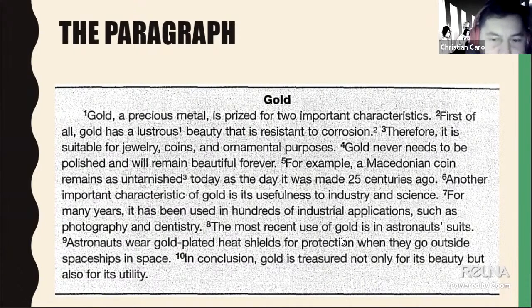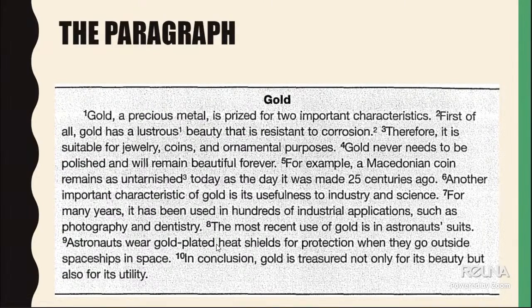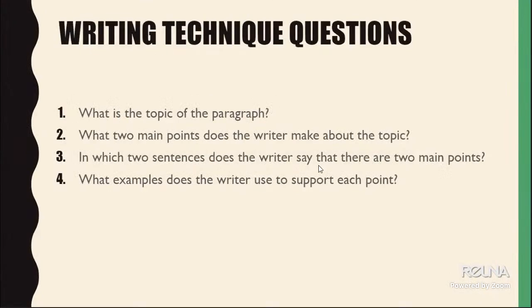And then more applications in the field of science, in this case, astronaut suits, where gold-plated heat shields, etc. And then we conclude, right? So we introduce several characteristics of gold, a couple of examples, and then we got our paragraph in this case. What else? Which two sentences does the writer say that there are two main points? We already indicated that.